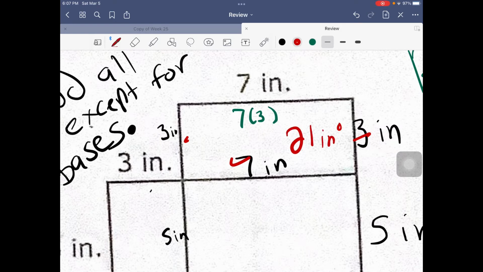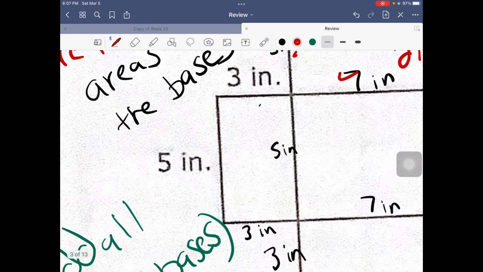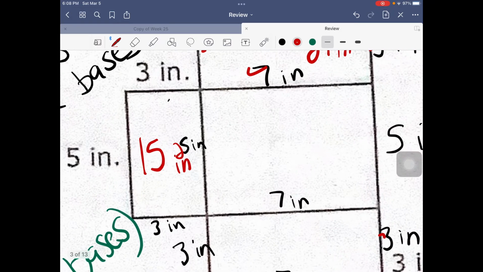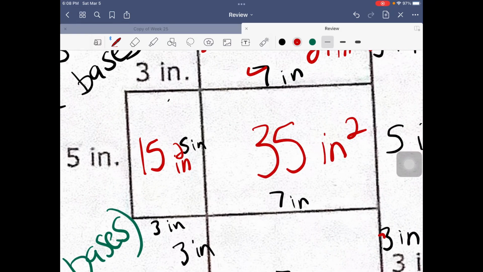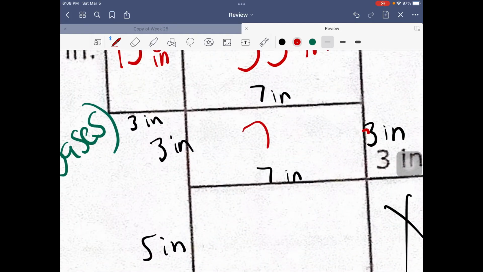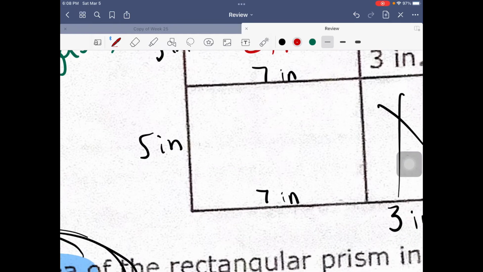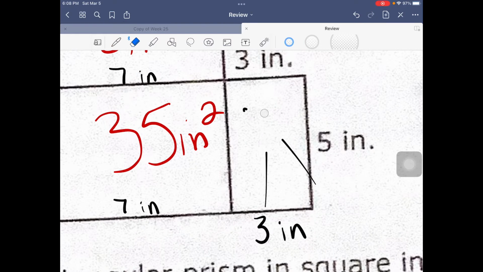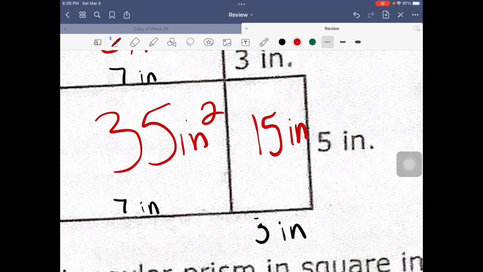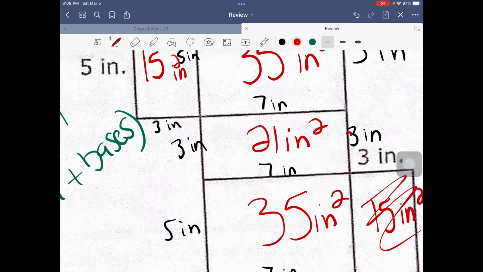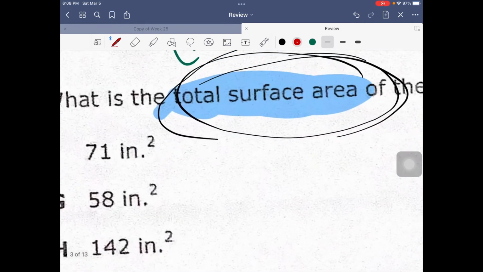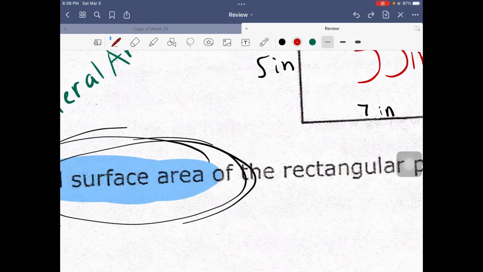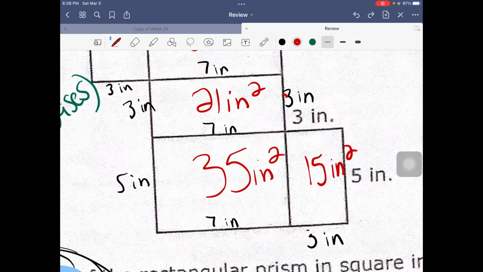21 inches squared. What's 5 times 3? 15 inches squared. What's 7 times 5? 35 inches squared. 7 times 3 is 21 inches squared. 5 times 7 is 35 inches squared. And 3 times 5 is 15 inches squared. Now, once again, if they were asking for the lateral area, we wouldn't include the bases. But since they're asking for the total surface area, de todo, we're going to include the bases.